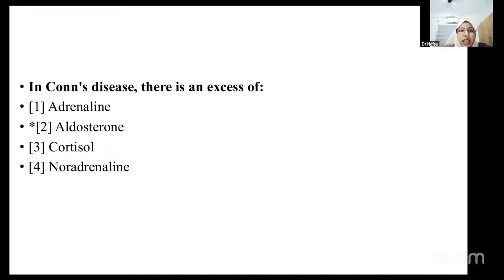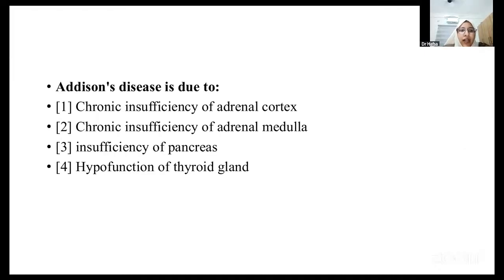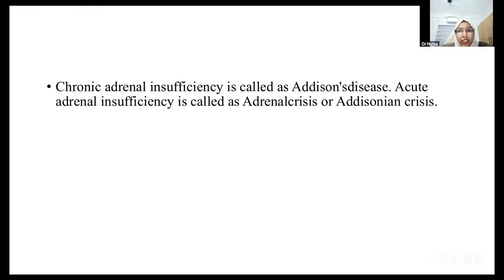So another section, Addison's disease, is due to chronic insufficiency of what? Chronic insufficiency of adrenal cortex. So for Addison's disease, make sure the theory part is very thorough with you. Chronic adrenal insufficiency is called Addison's disease. Here Addisonian crisis is also very important. Here I just put another question.